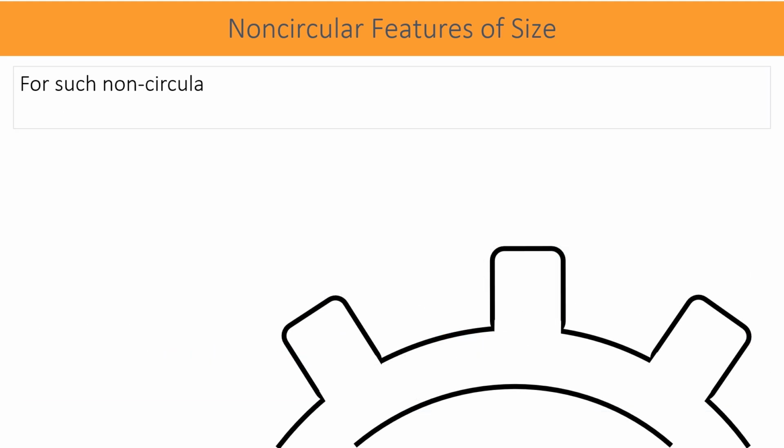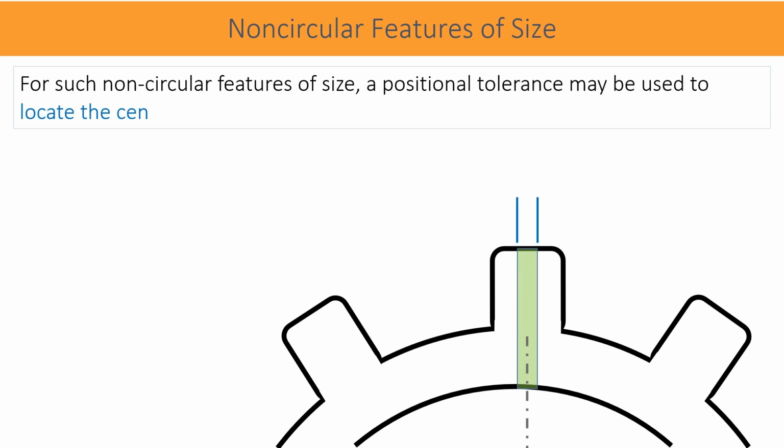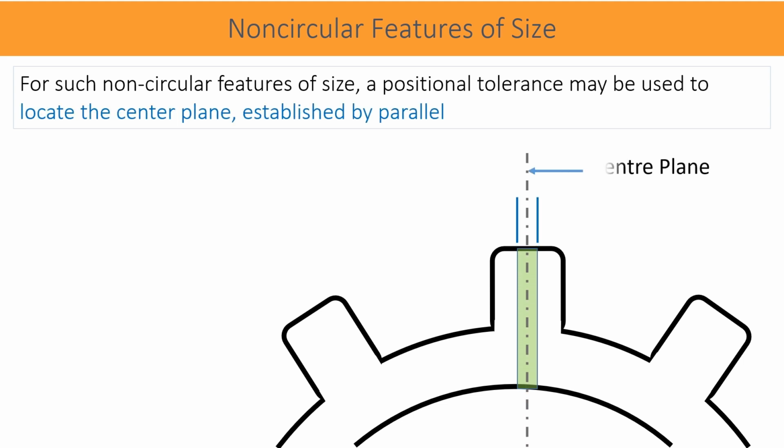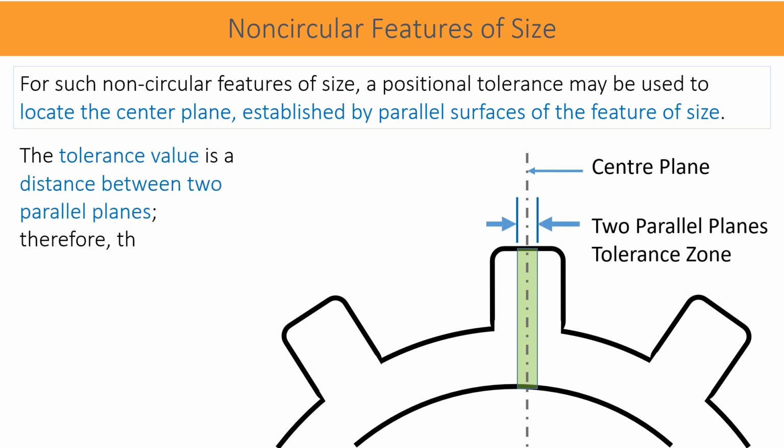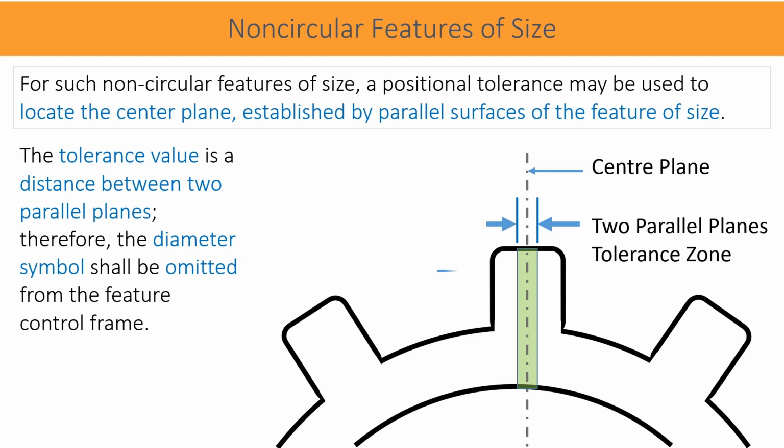For such non-circular features of size, a positional tolerance may be used to locate the center plane established by parallel surfaces of the feature of size. The tolerance value is a distance between two parallel planes. Therefore, the diameter symbol shall be omitted from the feature control frame.